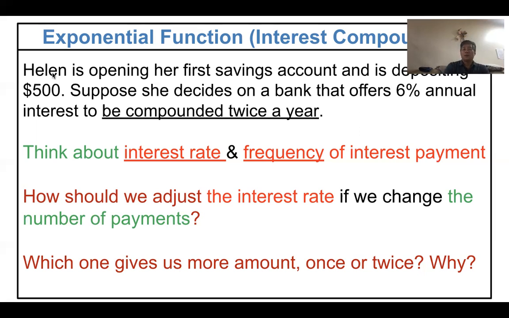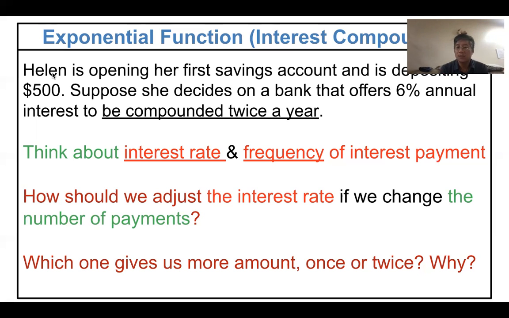But what does it mean, compounded twice a year? It means the bank gives you the interest twice: at the end of 6 months, and then at the end of the year. So every 6 months, the bank gives you interest. But the interest rate, 6%, is the annual rate. So let's think about the interest rate and frequency together. The bank will not give you 6% both times. It doesn't make sense, right? It's too much.